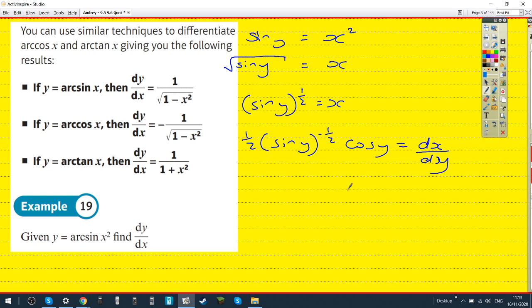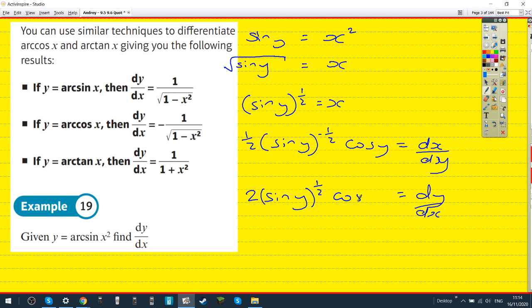What's next? I need to do 1 over that. So dy dx is 1 over that. This is in terms of y. We want it to be in terms of x. Do I need to sub in, do I need to solve for y and x, like do I need to do arc sine of x squared equals y?